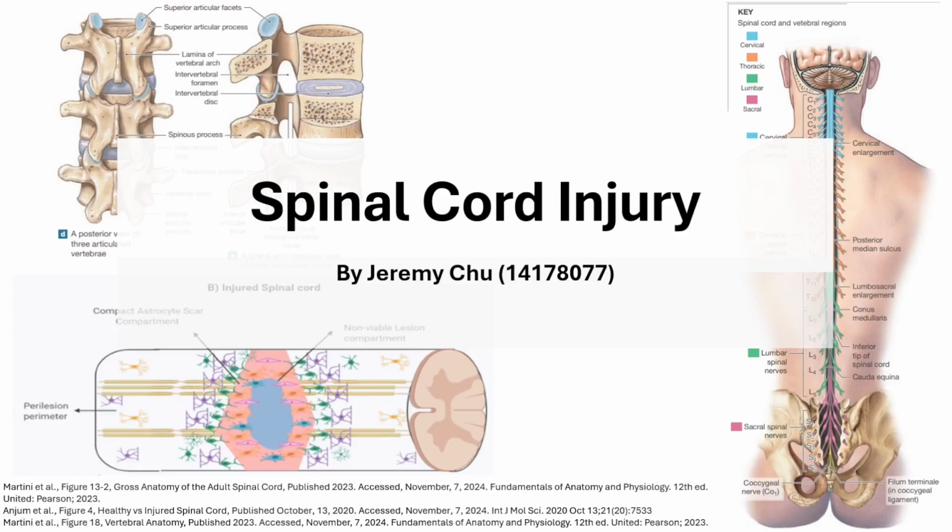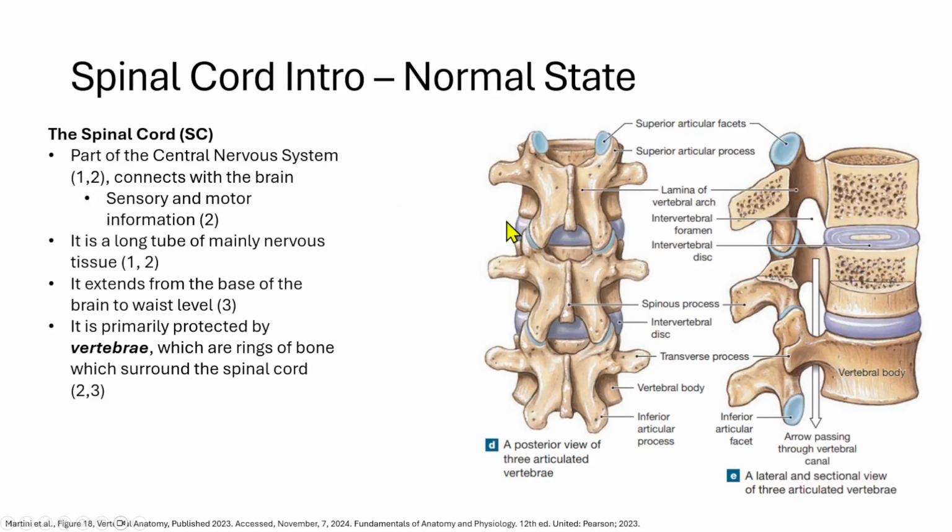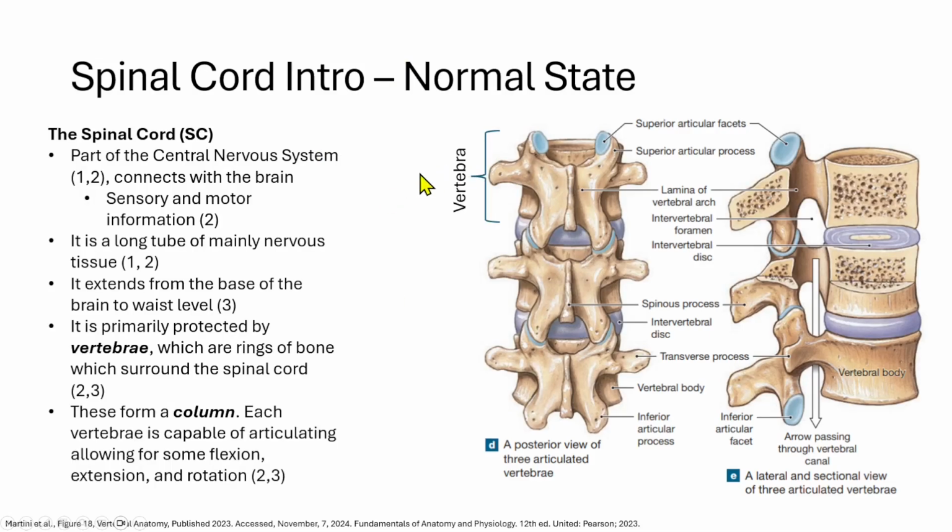Hi, this is a presentation about spinal cord injury. So your spinal cord is part of the CNS, central nervous system, and it relays sensory and motor information. It's essentially a long tube of nervous tissue, and these are protected by the vertebrae, and these form a column, which would be your spine.